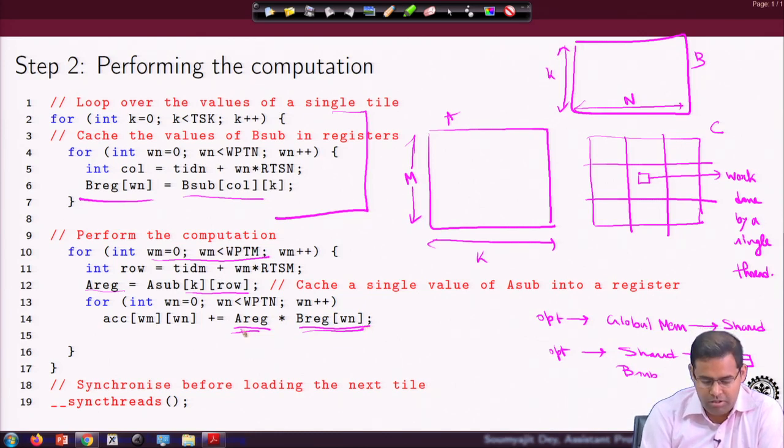So, it is multiplying this array continuously with BREG values and it is iterating here over this. Once this is done, again it will load from the outer loop another corresponding value from the A sub array, and then again in the inner loop it will multiply this array value with a sequence of values from BREG, and that is how it will work.